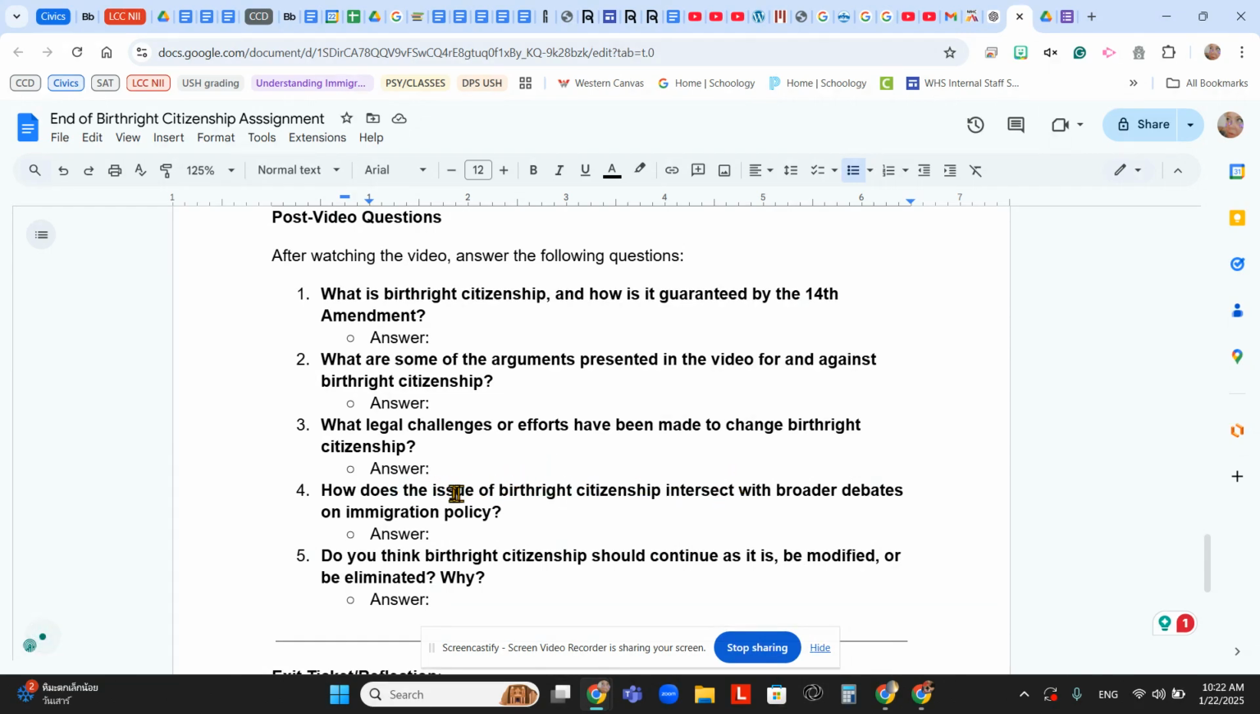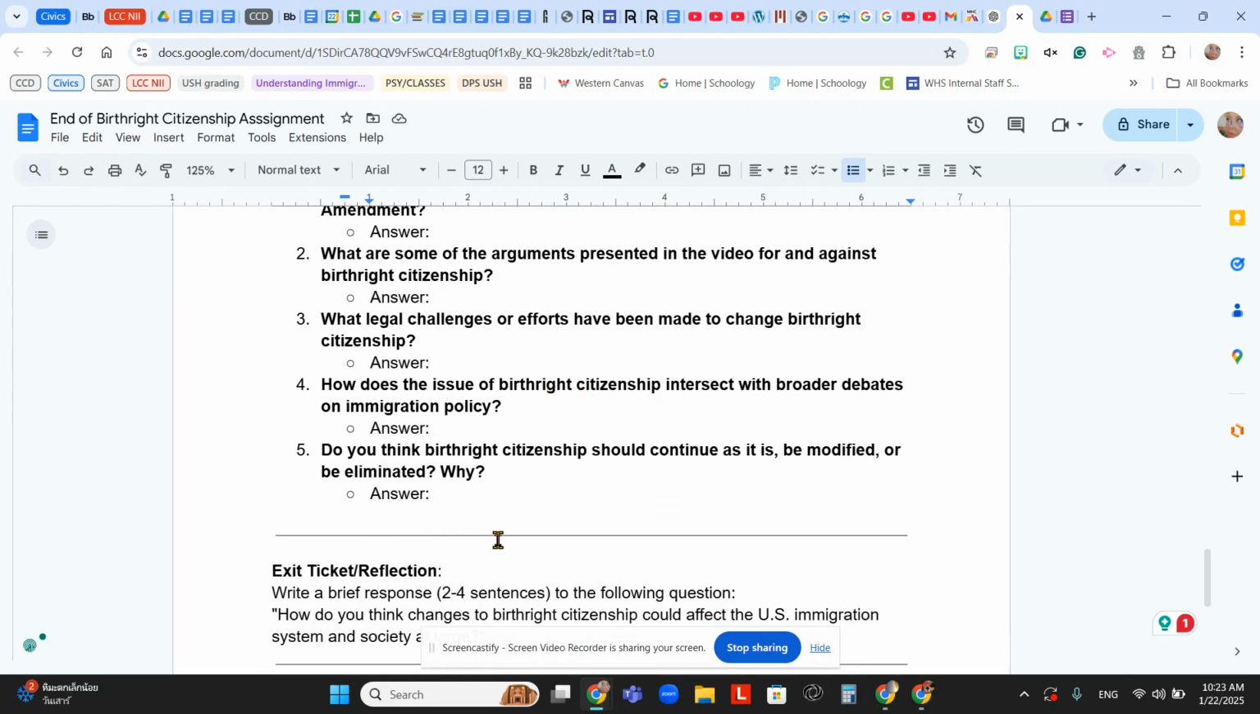I want to come back to this one. How does birthright citizenship intersect with broader debates on immigration policy? This has to do with how we see birthright citizenship actually connecting to immigration policy. So how does it connect to immigration policy? How does it connect to immigration? How does it connect to citizenship today? How do we see this aligned in our current society? So what do we see going on right now in our society in regards to birthright citizenship and immigration?